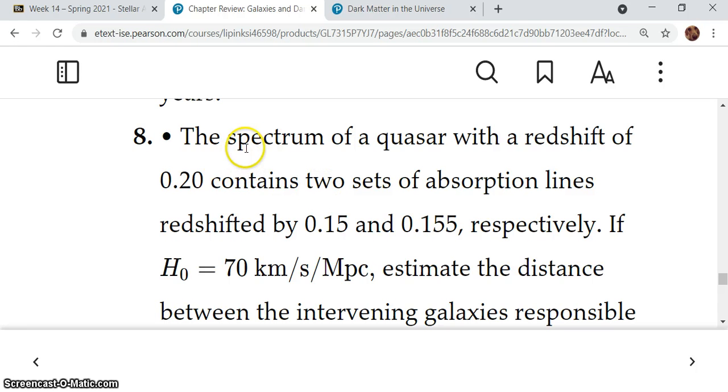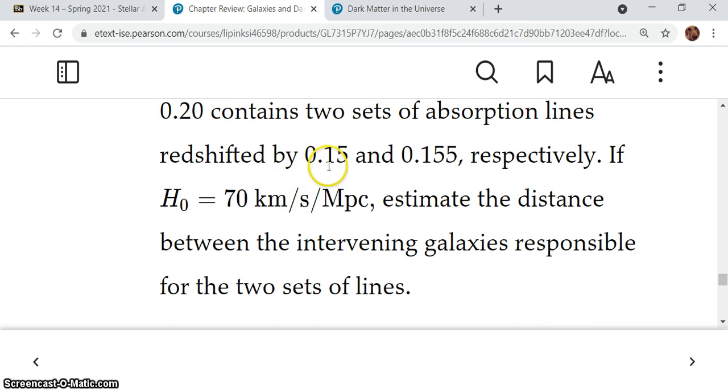It says the spectrum of a quasar with a redshift of 0.2 contains 2 sets of absorption lines, and the absorption lines are at 0.15 and 0.155 respectively. If we use H, the usual thing that we use, as 70 kilometers per second per megaparsec, remember, H is the expansion rate of the universe, estimate the distance between the intervening galaxy responsible for these 2 sets of lines.